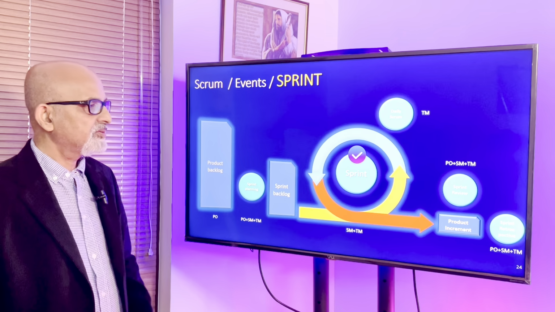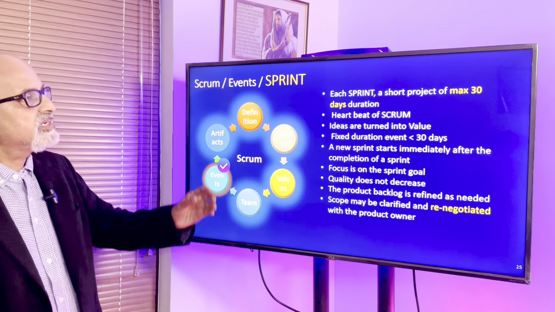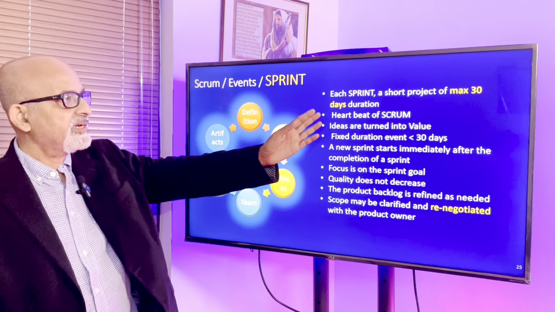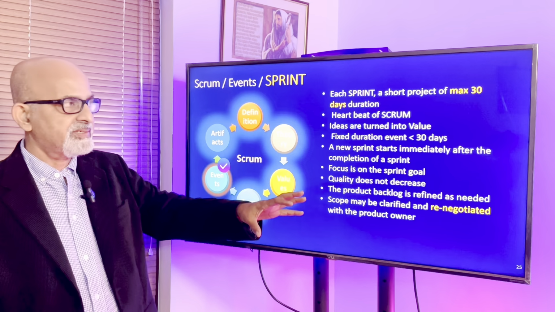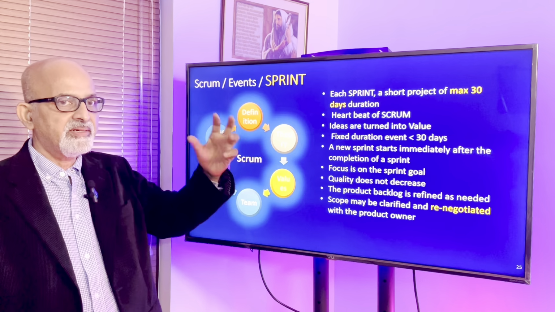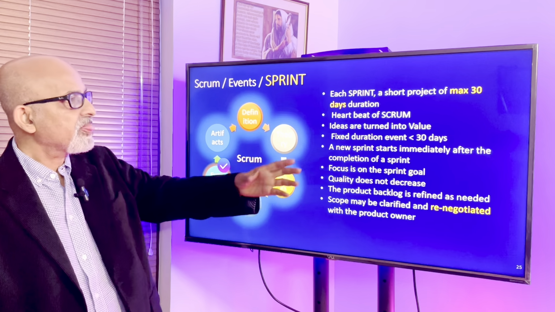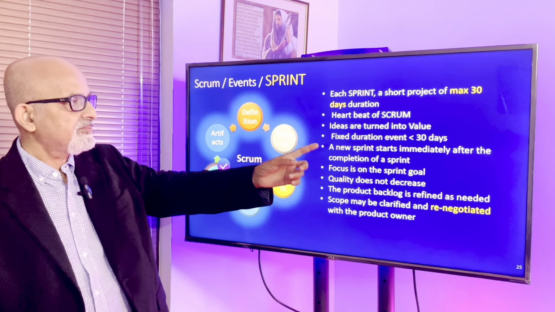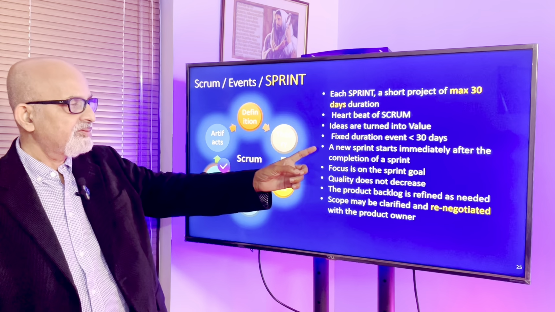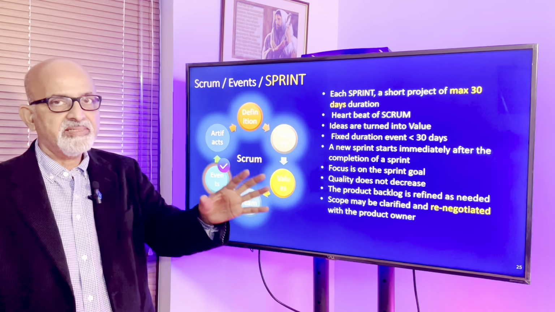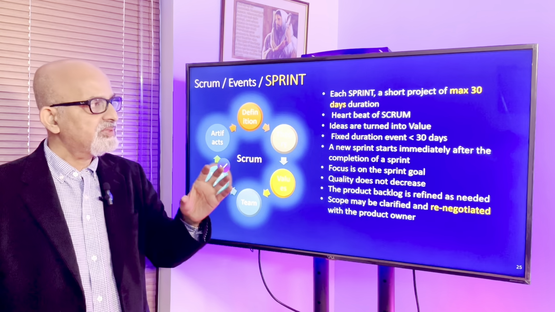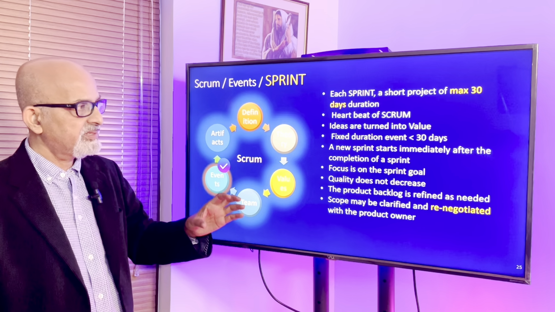Let us take a closer look at the sprint. Each sprint is a short project of maximum 30 days duration. So it has planning, it has execution, it has monitoring and controlling, it has closing. So it is the heartbeat of Scrum. Ideas are turned into value. Fixed duration event, less than 30 days. So the maximum duration of the sprint is 30 days.